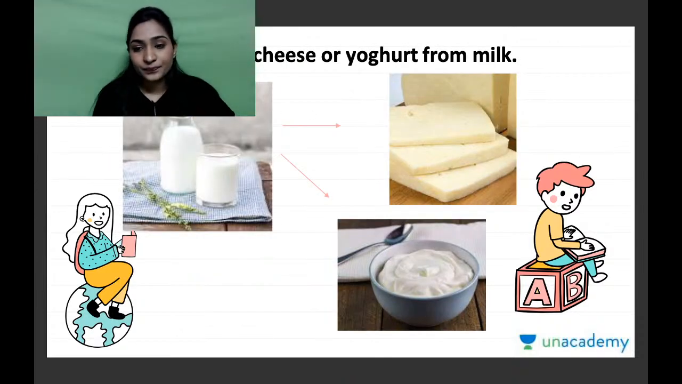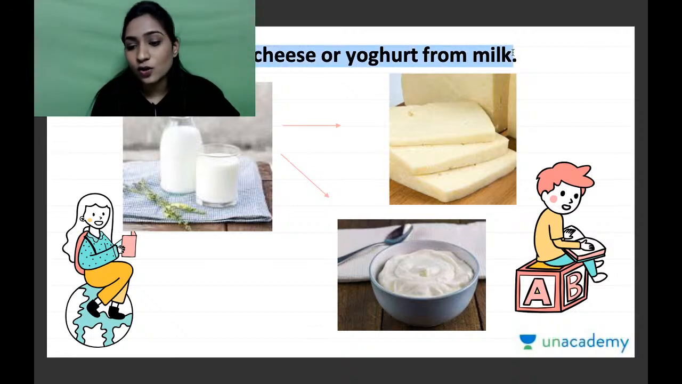Next, formation of cheese or yogurt from milk. Formation of cheese or yogurt from milk.